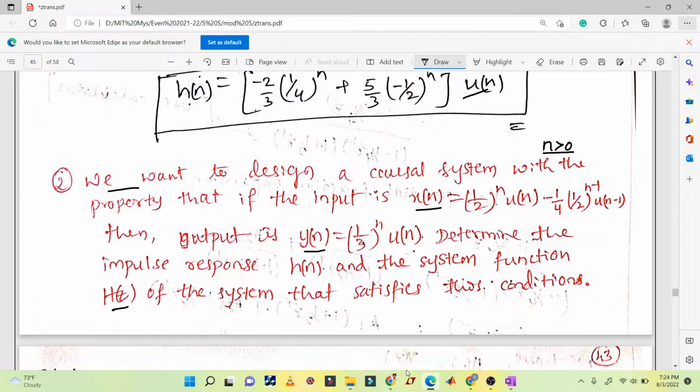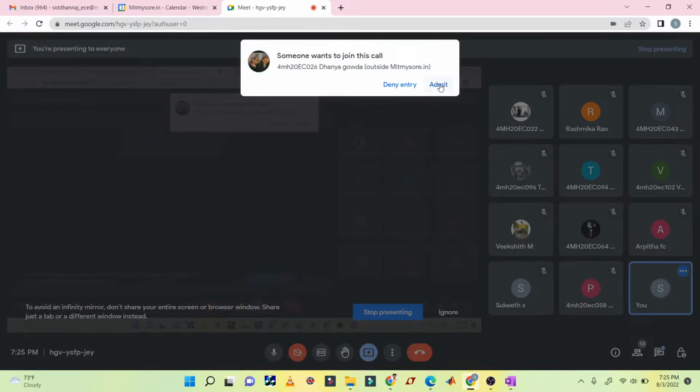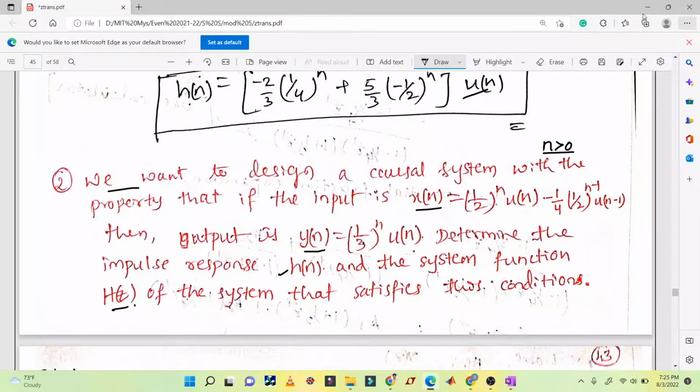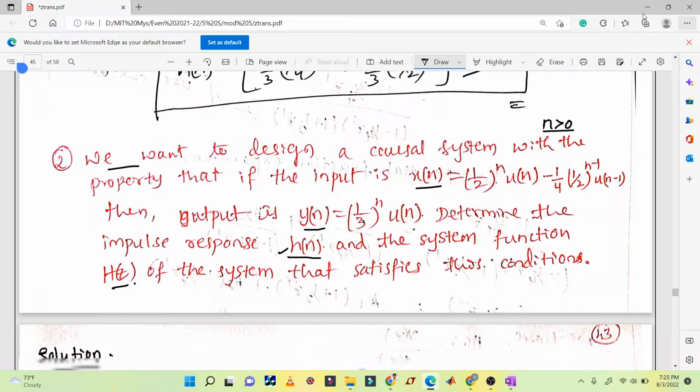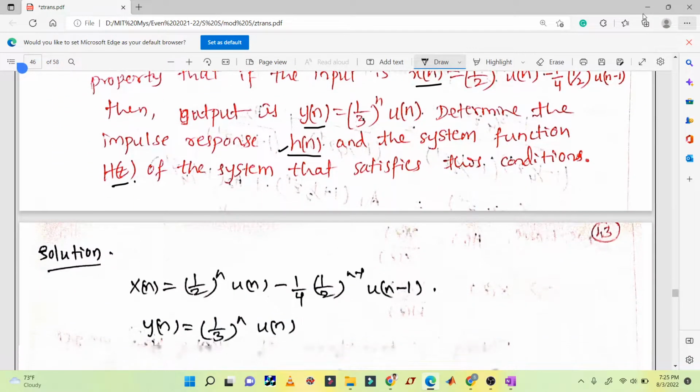So impulse response comes in the time domain, system function means h of z. That means we need to find out h of n as well as h of z. Two answers now. In the earlier question, h of n, the final answer, was expected. Now h of z and h of n, both however we are going to calculate and we are going to write it.